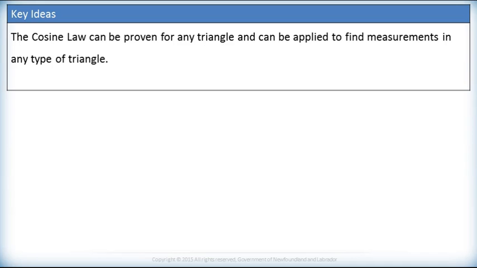And in summary, the key idea is that the cosine law can be proven for any triangle and can be applied to find measurements in any type of triangle. Of course, from our previous recording, we realized that the cosine law can only be used when we have the measures of 3 sides or the measures of 2 sides and the included angle, SAS.